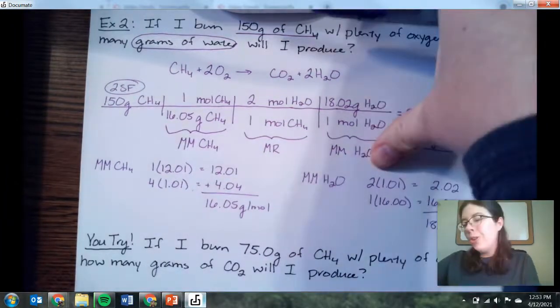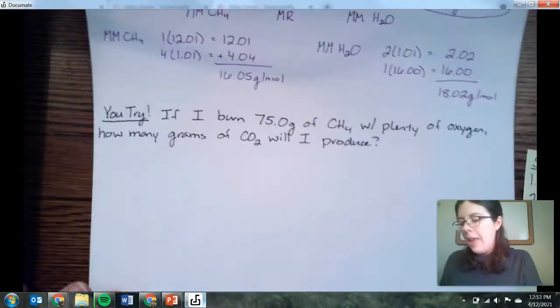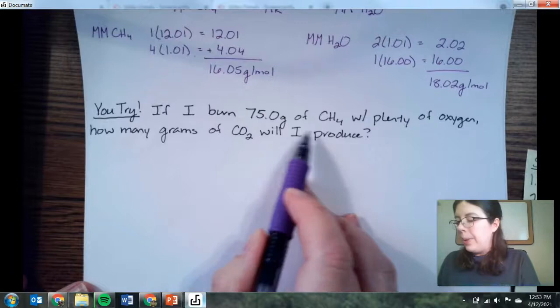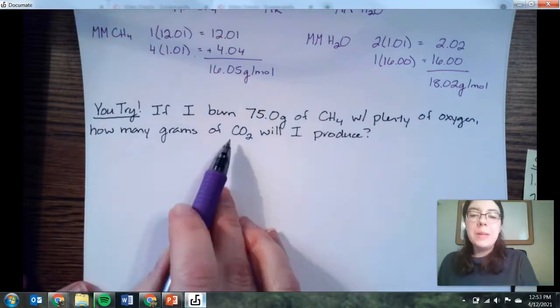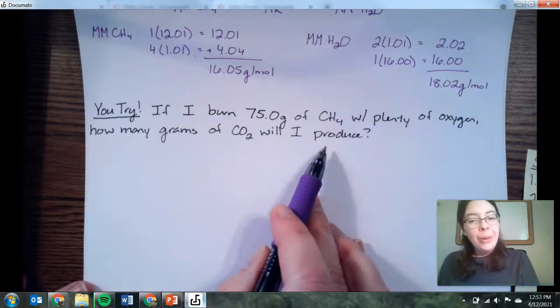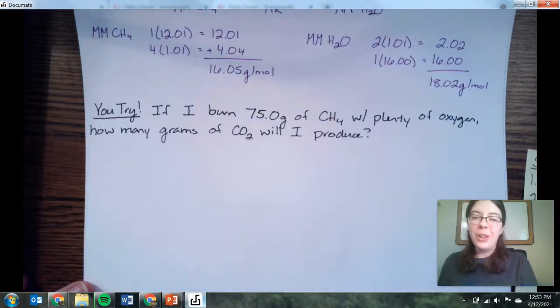Okay, so I have a Try-it for you to go ahead and work through. If I burn 75.0 grams of methane with plenty of oxygen, how many grams of carbon dioxide will I produce? So this one is similar to the last one. We already have the balanced chemical equation. We can reuse that. We can also reuse the molar mass of methane, but you do need to do the rest of it on your own.